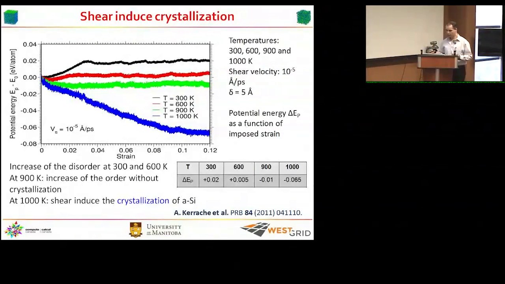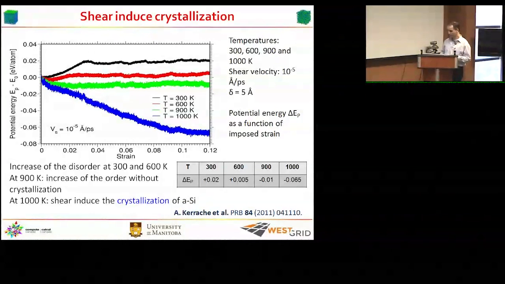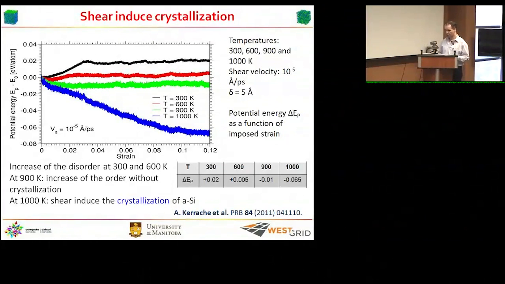Now, in the previous simulation, when we use, for example, a high shear velocity, we cannot see much because we don't give enough time to the system to relax. So the idea is to use a very low shear velocity. We move the wall very slowly, but in this case, to reach the plastic deformation, we have to run a simulation for a long time.